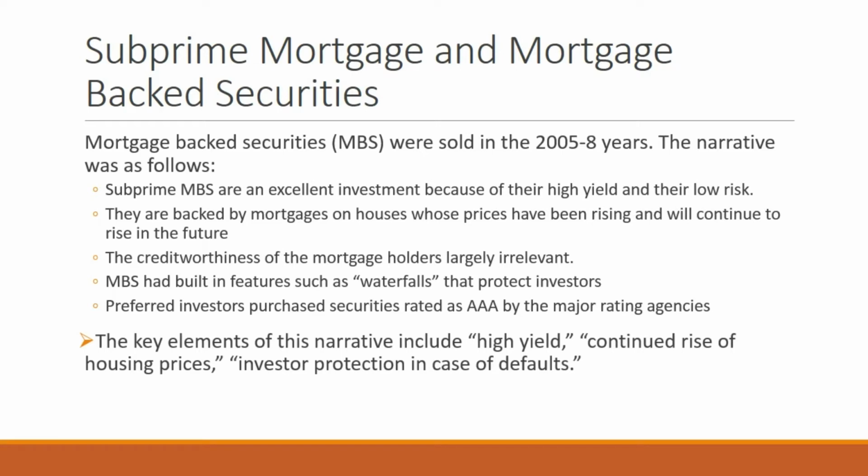The key elements of this narrative, the parts that have to be examined, are the high yield, the continued rise of housing prices, and investor protection in case of defaults. All the other parts of the narrative are either conjecture or color background. These three elements, high yield, continued rise of housing prices, and investor protection in case of defaults, are the factual parts of the narrative that need to be examined.